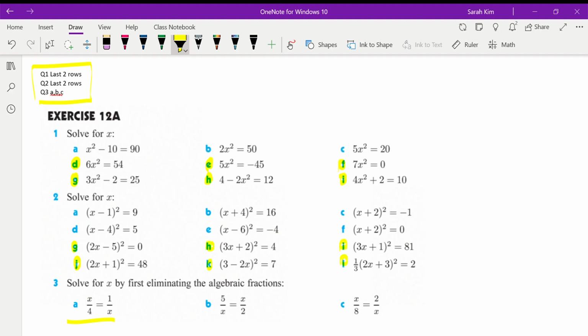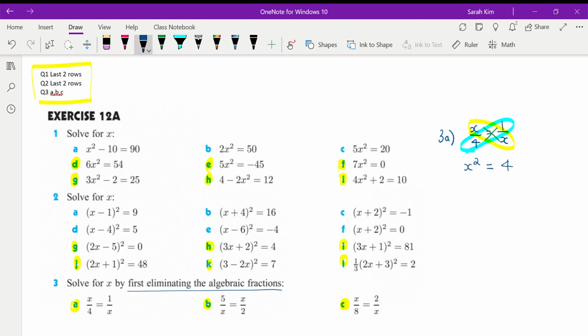Now, when there's a fraction, you start by cross multiplying. So I'll kind of start you off with A. So you've got solve for x by first eliminating the algebraic fraction. So we don't want it in a fraction form anymore. So if I want to solve this, I do cross multiply, and you can do that for every question. So you times the diagonals is how it works. So you times this diagonal, so x times x is x squared. And then you write equals and then write the other diagonal. So that's how you do cross multiplication. So 4 times 1. So that will be 4, and you should be able to solve this.